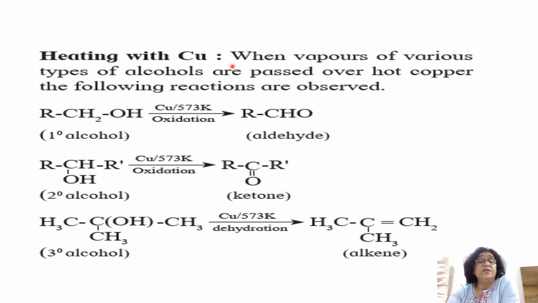Then another way to do the oxidation is heating with copper. Basically, the alcohols are passed over hot copper and the reaction takes place. So 1 degree alcohol gets oxidized to aldehyde, 2 degree alcohol gets oxidized to ketone, and 3 degree alcohol gets converted to alkene. So with copper at 573 Kelvin, dehydrogenation takes place. That means hydrogen is given out in these reactions. Clear?